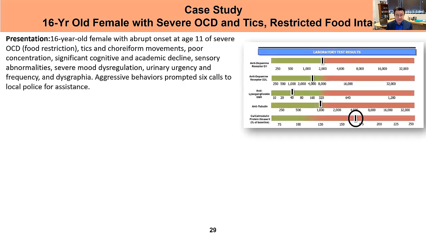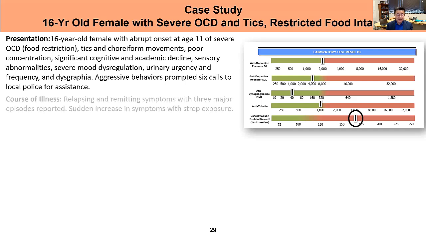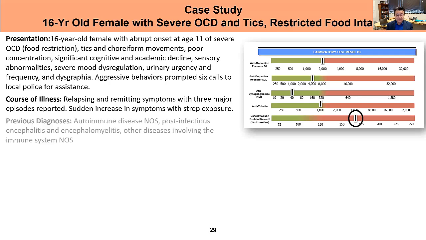But we tested her. We found that one of the 5 targets, which is why we look at 5 targets, is this calcium calmodulin protein kinase 2, which is actually a stimulation assay for human brain cells. And we find that she was highly elevated. And her illness was she had relapsing remitting symptoms, 3 major episodes, and increased symptoms after exposure to strep. She did have autoimmune diseases that were not otherwise specified.